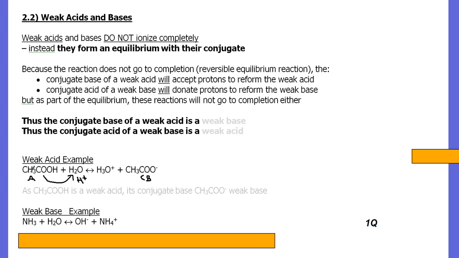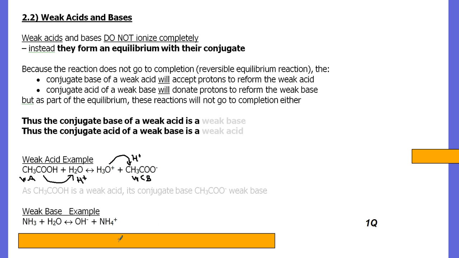But because we know this is weak, and because we know it's in equilibrium, sometimes this conjugate base will accept protons from the hydronium to make the equilibrium reaction go back this way. Therefore, some of these acetate ions will accept protons, and some of these acetic acid molecules will donate protons. Because some of them donate protons, this acetic acid is weak, and because some of these acetate ions will accept protons, this is weak. So a weak acid has a weak conjugate base.